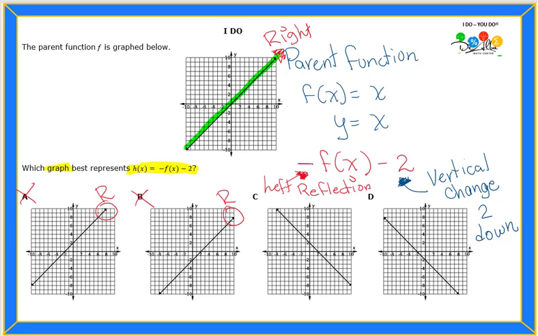Okay. So if you look at letter C, it is pointing to the left, but it actually moved up. Okay. So that cannot be my answer. Letter D, it is pointing to the left, but look at this, right? It was supposed to be at the origin. And now I can see that it actually went 2 units down. Therefore, our answer is going to be yes, answer choice D.